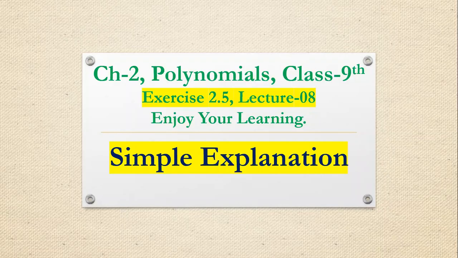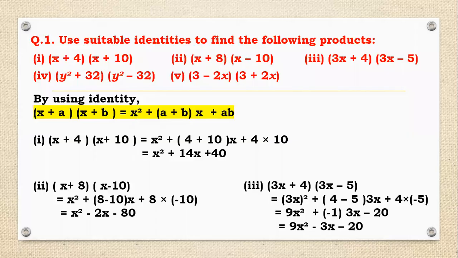In this video, I'm going to discuss with you all the concepts, questions of exercise 2.5 and their solutions. So let us begin with the very first question of exercise 2.5. In this question, we have to use suitable identities to solve all the following parts, and we can see that in case of all the three parts, part 1, part 2 and part 3 of this question number 1, we have the application of the algebraic identity (x + a)(x + b).